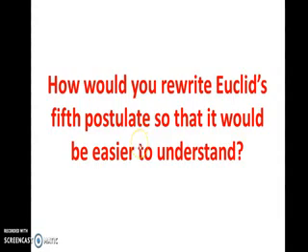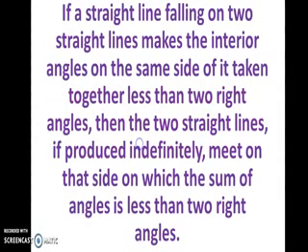Euclid's fifth postulate states that if a straight line falling on two straight lines makes the interior angles on the same side of it taken together less than two right angles, then the two straight lines, if produced indefinitely, meet on that side on which the sum of angles is less than two right angles. This is what Euclid's fifth postulate states.